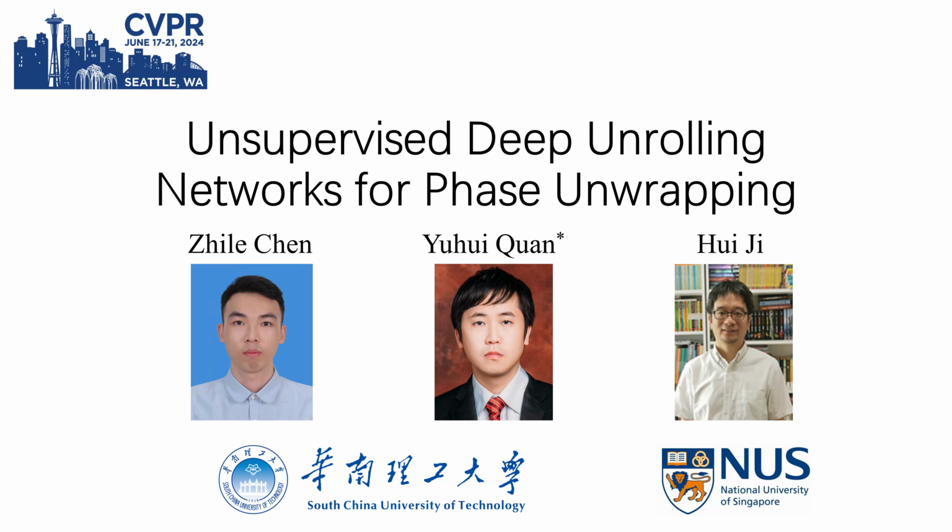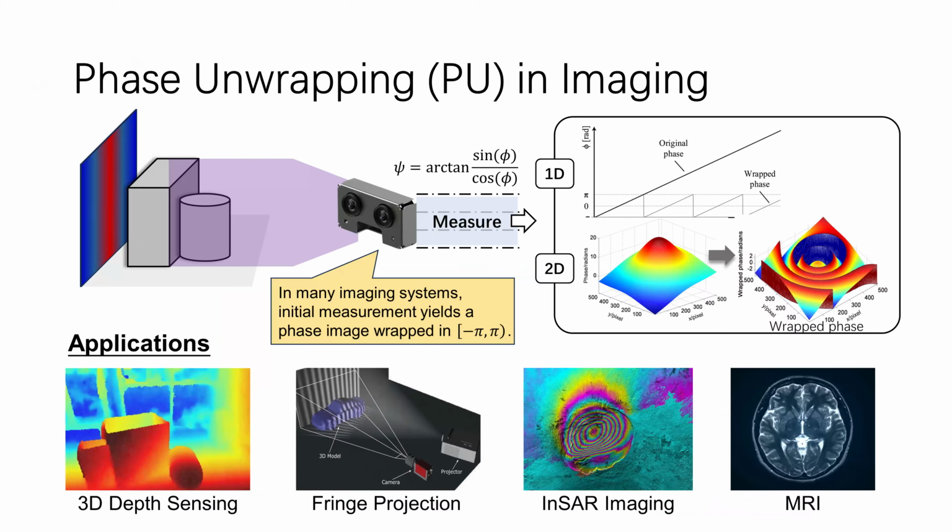Welcome to our talk on CVPR, Unsupervised Deep Unrolling Networks for Phase Unwrapping. Phase is crucial for imaging, as it reflects physical properties such as thickness distribution and refractive index. In many imaging systems, true phases are restricted between -pi and +pi, resulting in wrapped phases. Phase unwrapping, PU, aims to recover the original phase from its wrapped version, with broad applications such as depth sensing, fringe projection, InSAR and MRI.